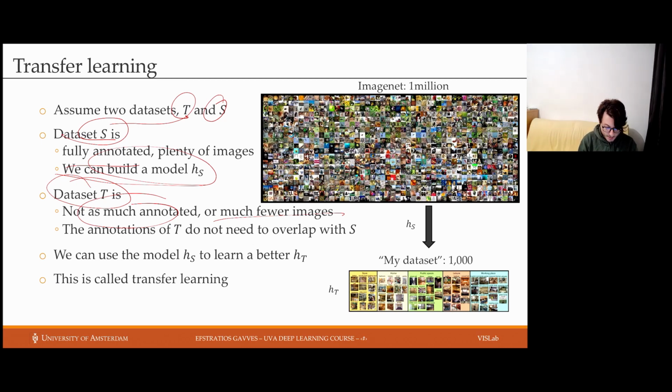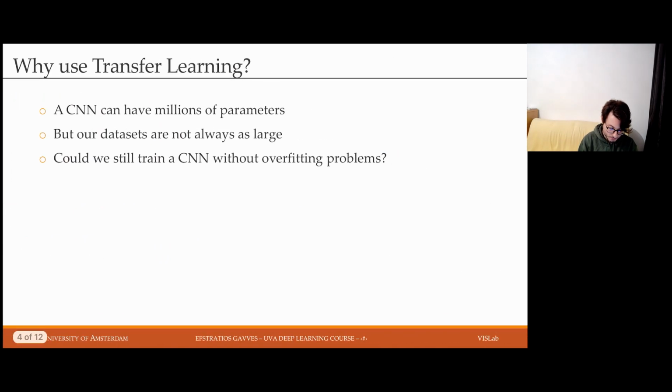So in that case, this will be a problem. We cannot easily train from scratch a convolutional neural network, especially when the annotations in our target set do not overlap with our annotations in the source set. So in that case, what we can do is apply transfer learning. More specifically, we can use our source model to improve our target model.